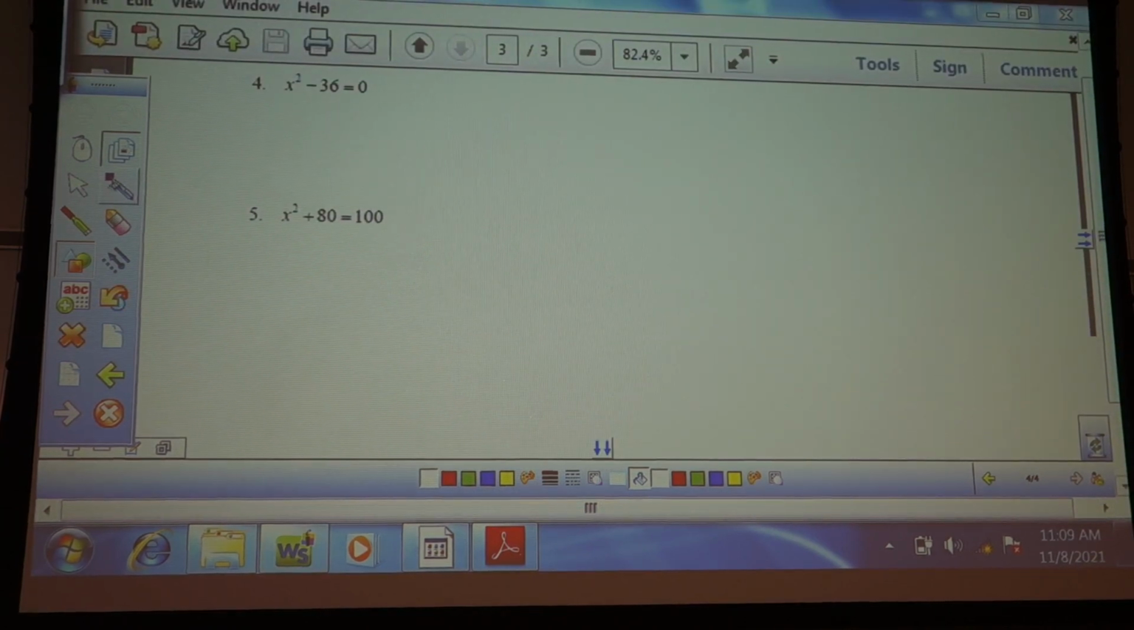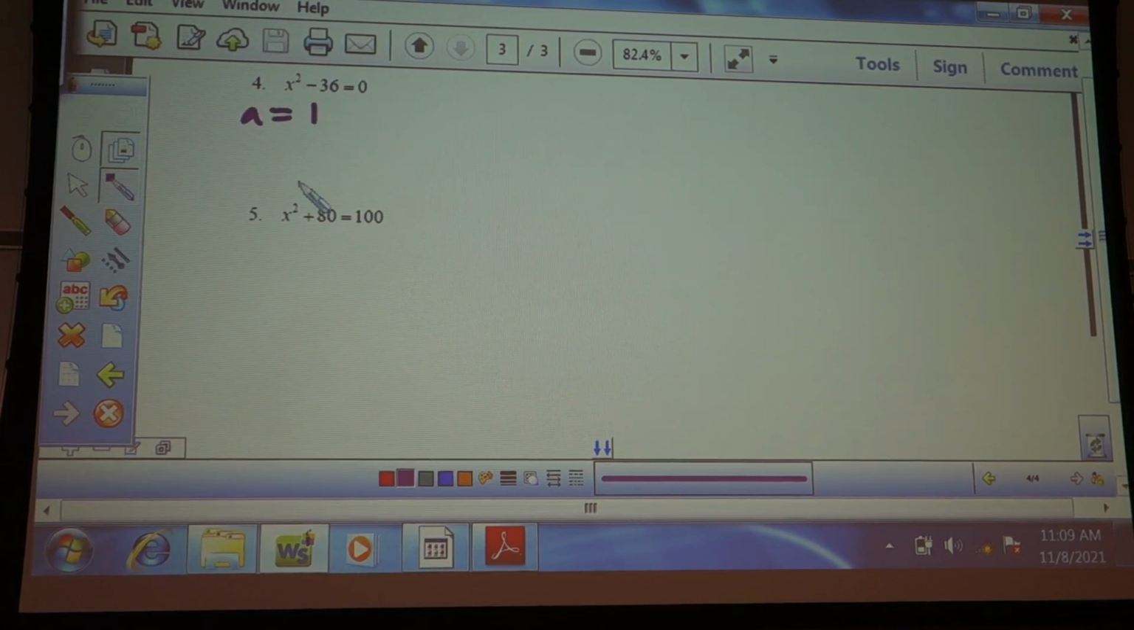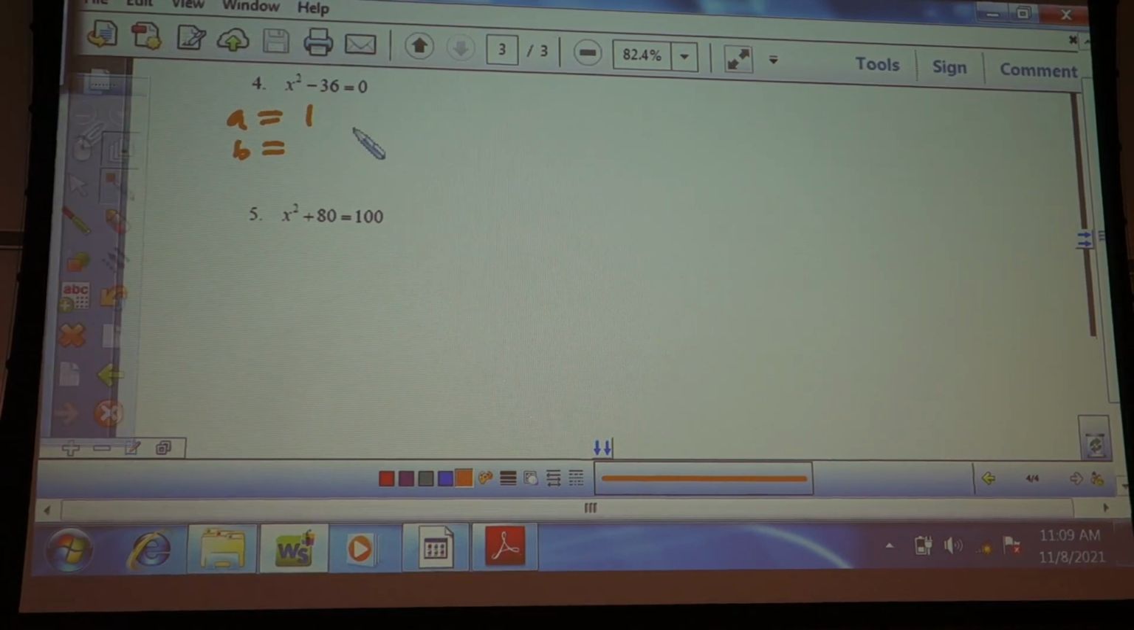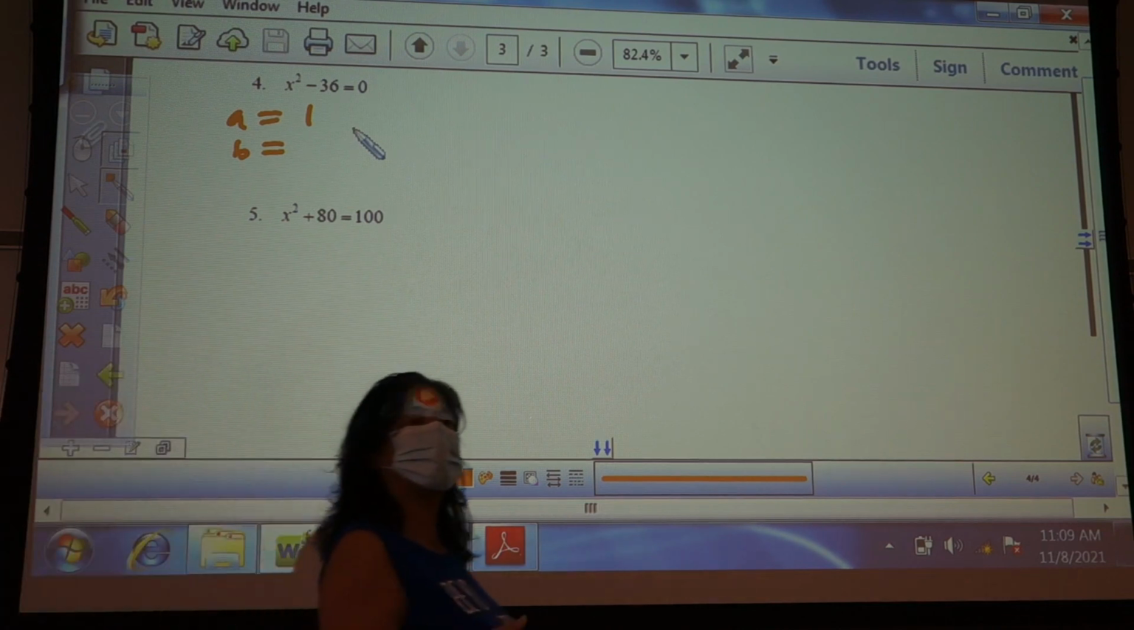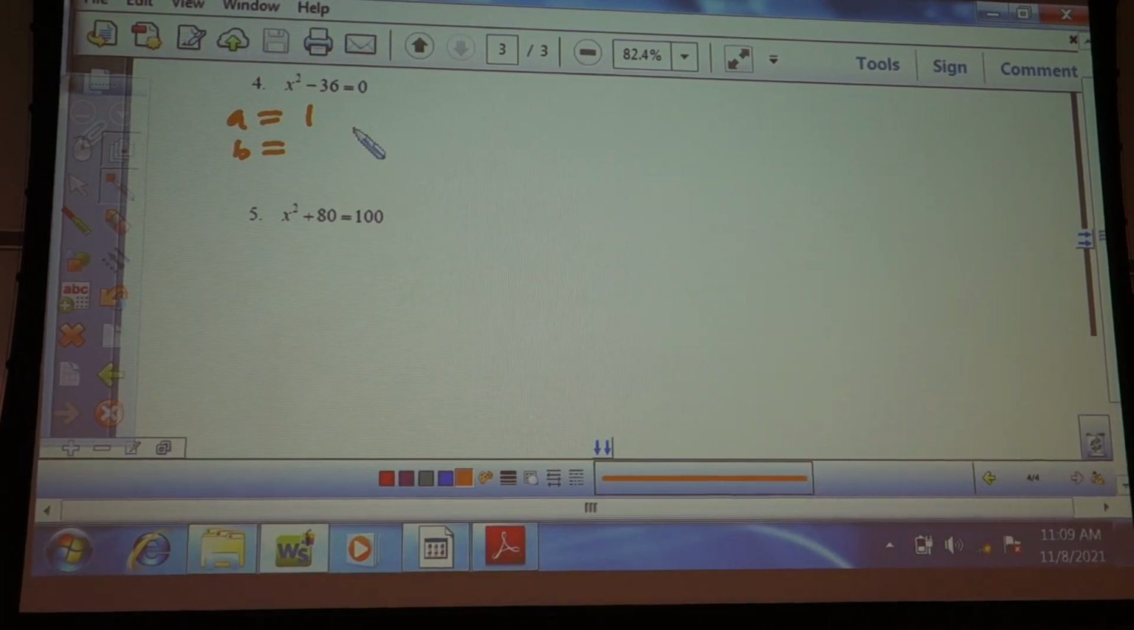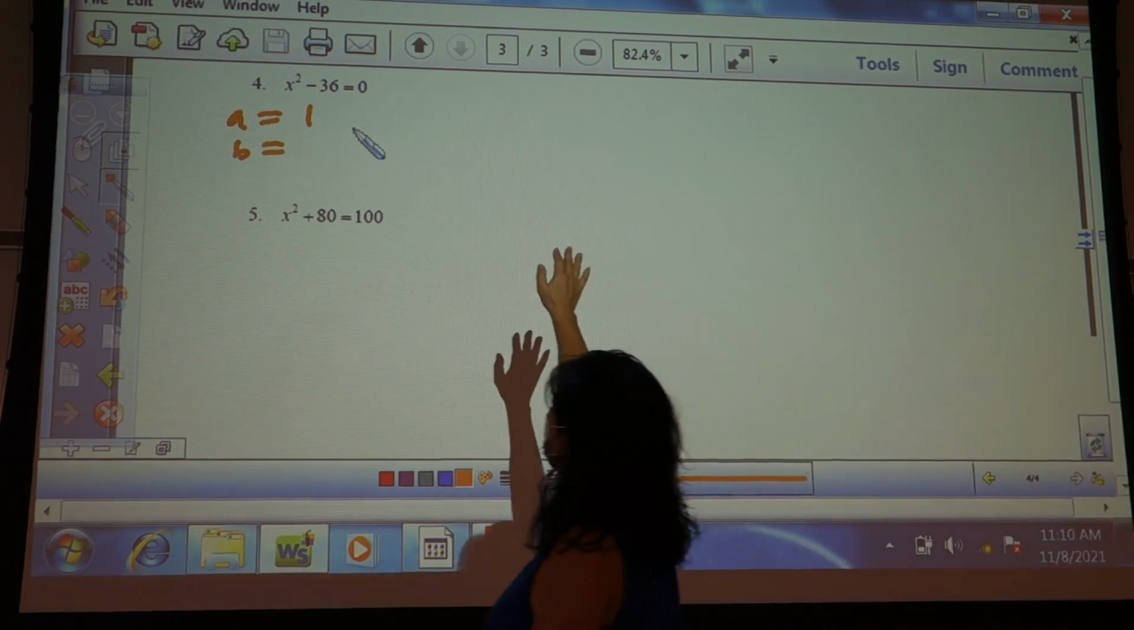So here we have a equals 1. I'll do this in a different color. A equals 1. B equals, what does B equal? Remember, A is the number in front of x squared. B is the number in front of x. And C is a regular ordinary number. So I have 0 on the other side. I'm all good with that.